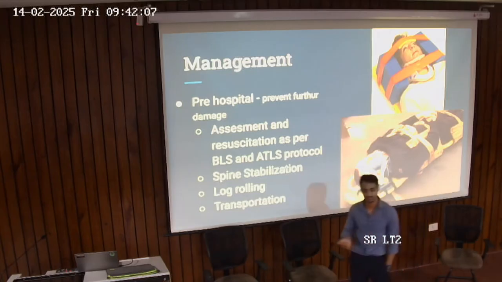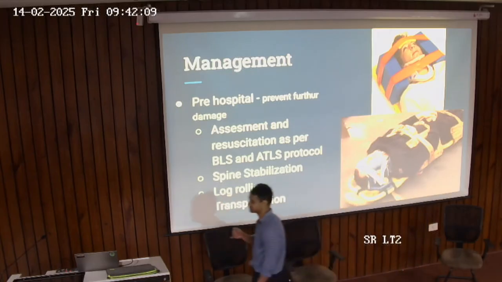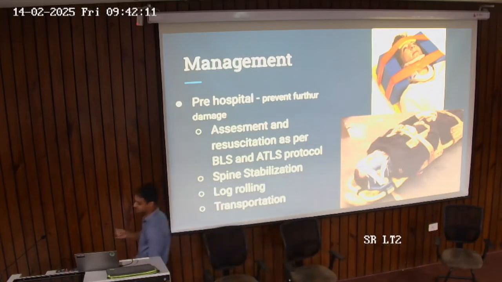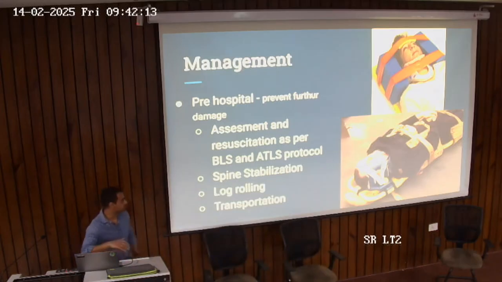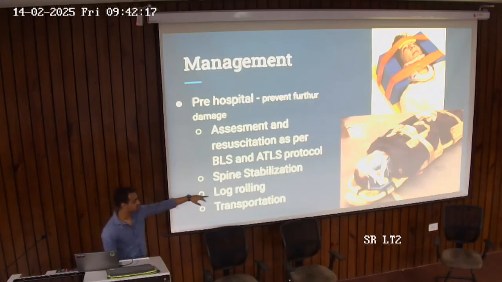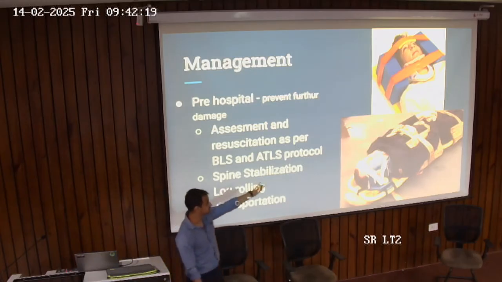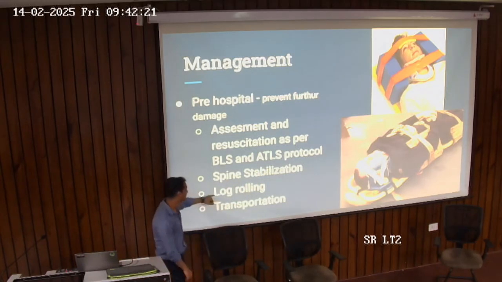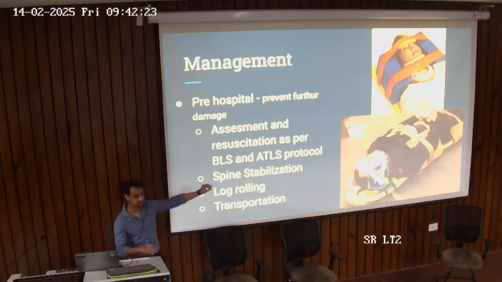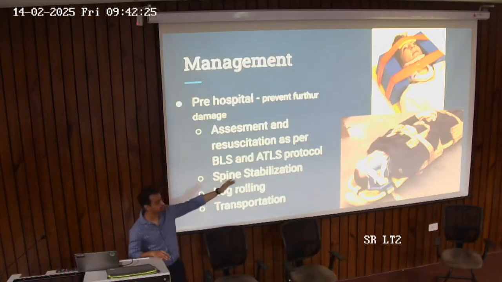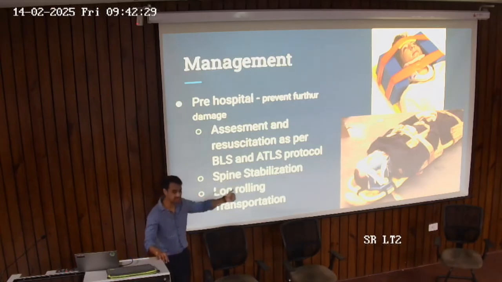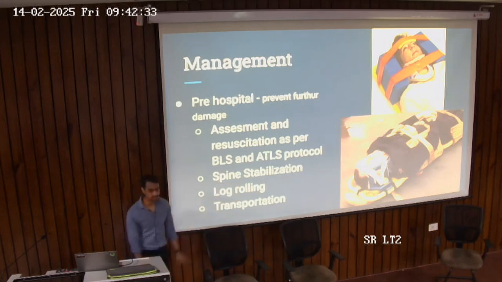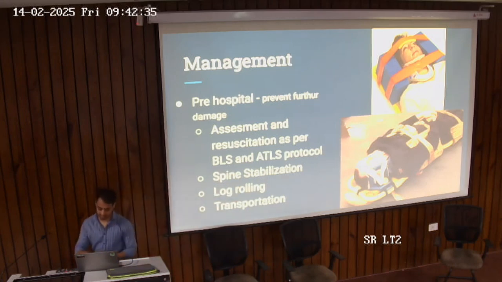E is exposure. You need to remove all the clothing and check for further injuries. Then you stabilize the spine. You can see the spinal board there. You can also see the cervical collar there, the head fixed so it does not move anywhere. All this is done even when the patient does not complain of any pain. Why? Because there is a spinal injury until proven otherwise. Then you transport the patient and the patient comes to hospital.